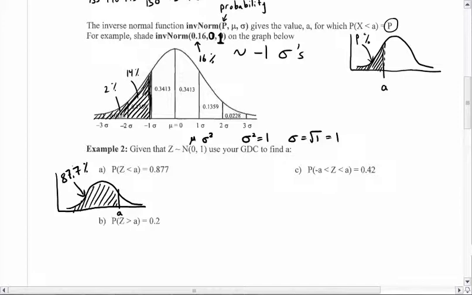Okay, and to do that, I'm going to type in the inverse normal function. Start with the percentage, 87%. And I've got the standard normal, so my mean is 0. My variance, or my standard deviation, is 1.